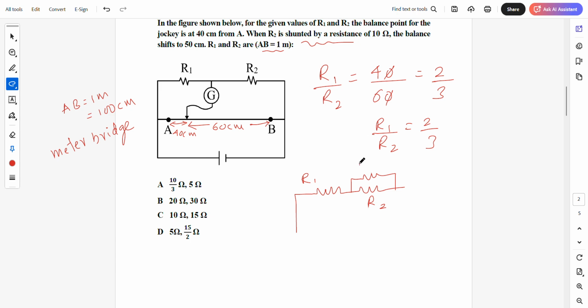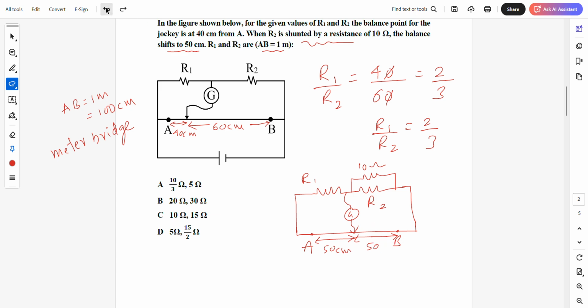The balance point shifts to 50 centimeter. This is A, this will be B, and this is equal to 1 meter. This will come to here, 50 centimeter. So if this is 50 centimeter, then this one is again 50 centimeter, right?